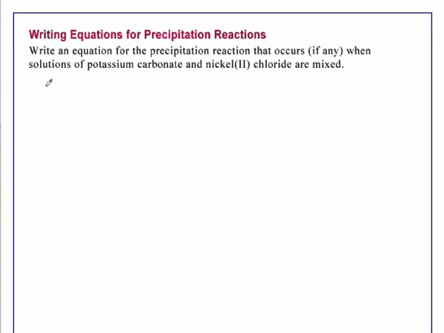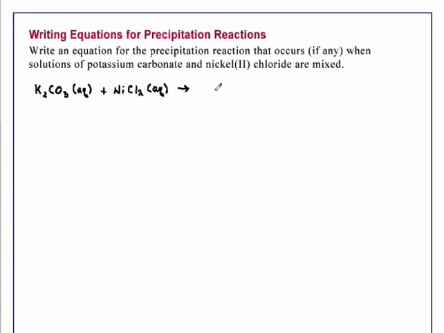And the reactants are potassium carbonate, which is K2CO3, and this is an aqueous solution, so we will write (aq) after. And the second reactant is nickel(II) chloride, which is NiCl2, and this is an aqueous solution. And the question is, will there be a reaction?